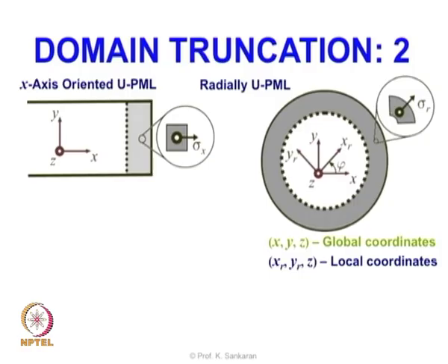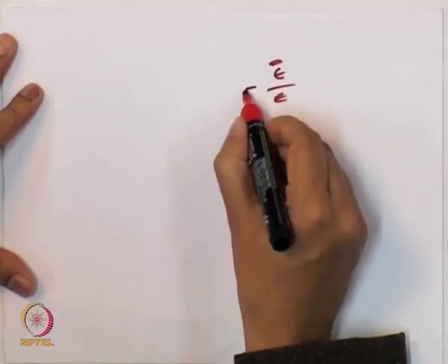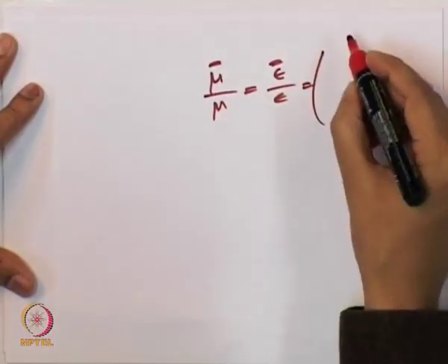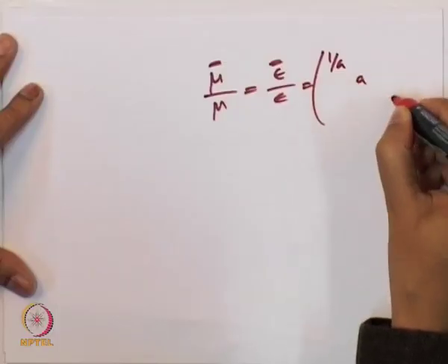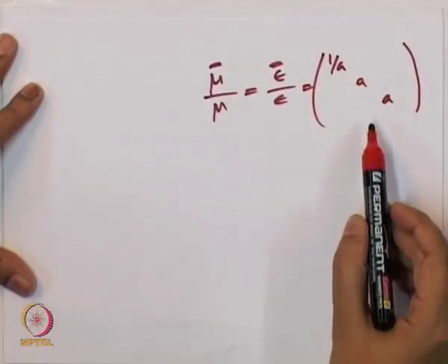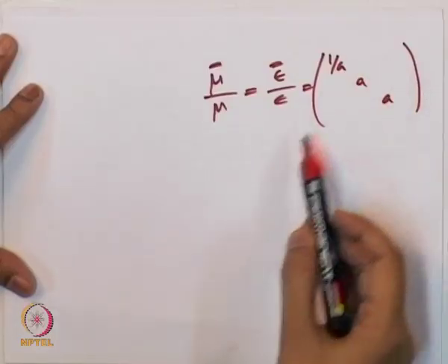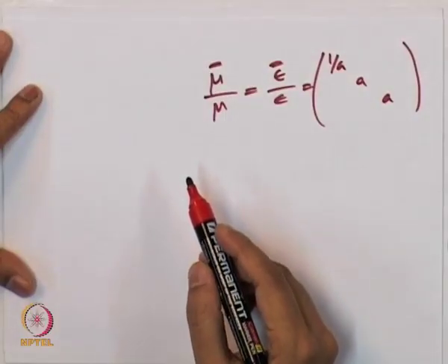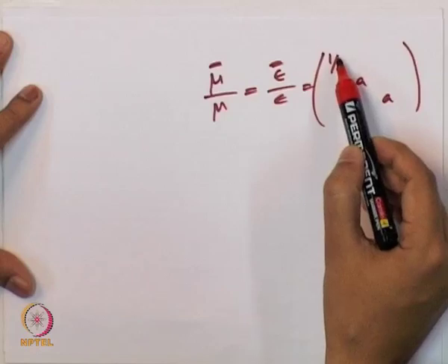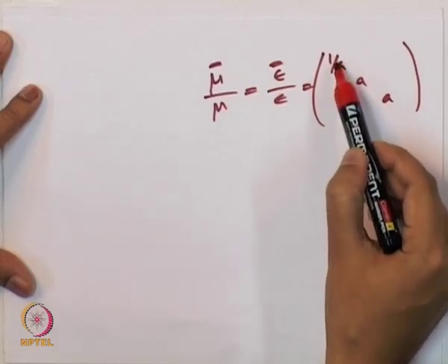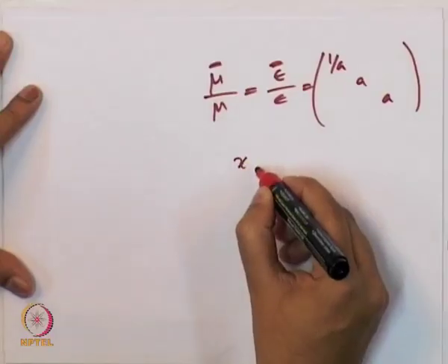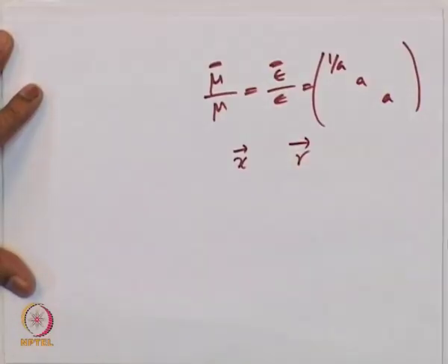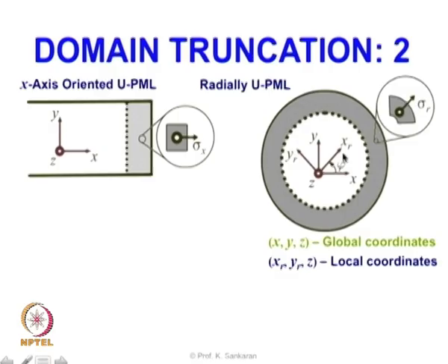epsilon by epsilon_0 is equal to mu by mu_0. We said if it is an x oriented PML, we will have the anisotropy in this direction, and the rest of it is a diagonal matrix, and we will have 1/a if it is an x oriented PML. So what we are trying to do is, we are trying to make sure that the anisotropic direction will be, instead of x, the radial direction. So instead of x, we are going into the radial direction. So that is what we are seeing here in the slides.